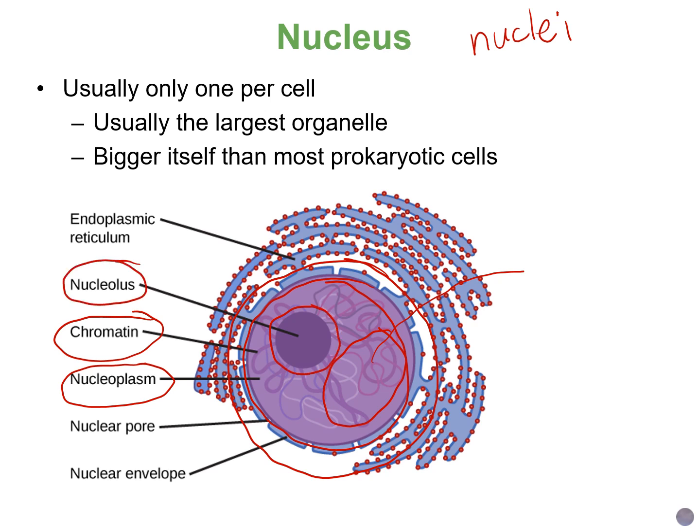This is where we're going to make ribosomes. And then we have an envelope, the nuclear envelope shown here, and we're going to zoom in on the nuclear envelope and look at it more carefully in the next few slides.